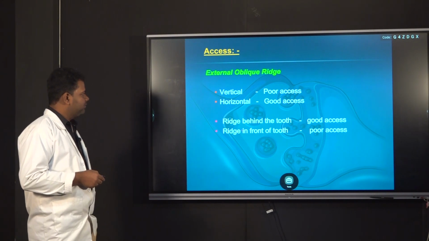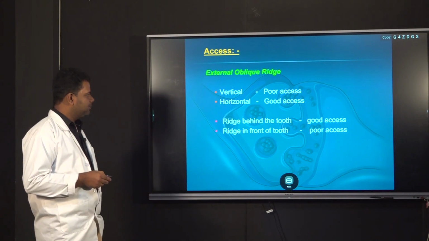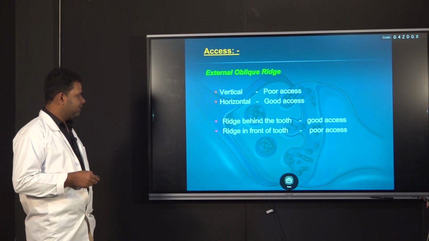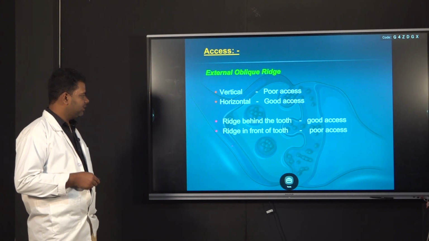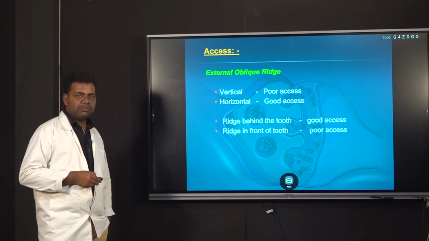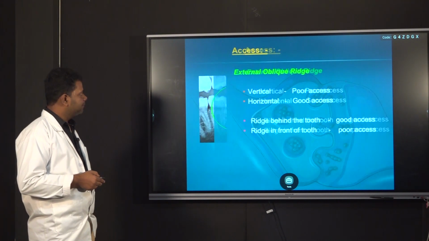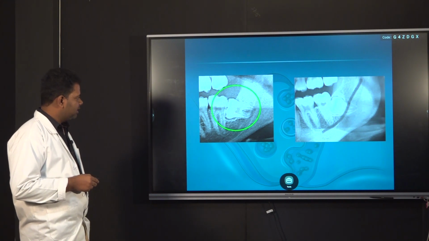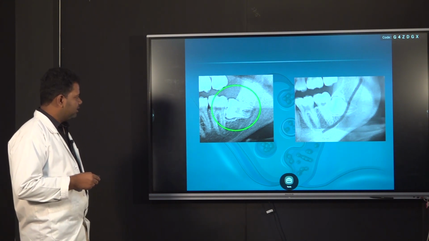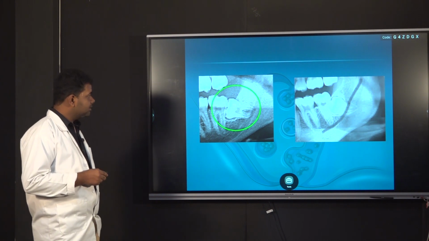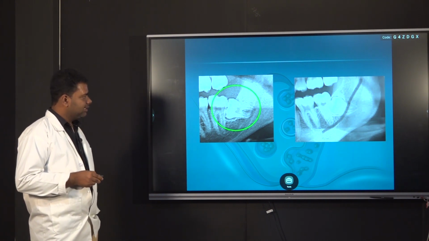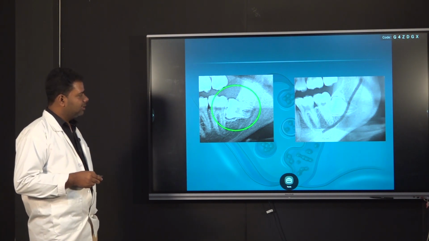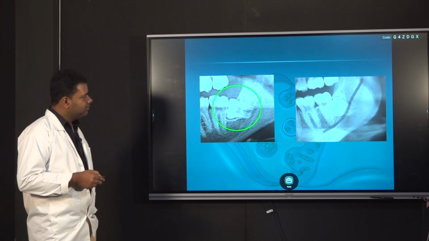Here the presence of a vertical oblique external ridge results in poor access, and a horizontal external oblique ridge can give good access. If the ridge is behind the tooth, it can result in good access, but if it is present in front of the teeth, as in class 2 or position B, poor access can happen. Here you can notice that the external oblique ridge is almost entirely present in the ramus region, so it causes difficulty in extracting the tooth. Here you can see that the inferior alveolar canal is almost at the CEJ position, so it can result in bleeding or paresthesia of the inferior alveolar nerve.